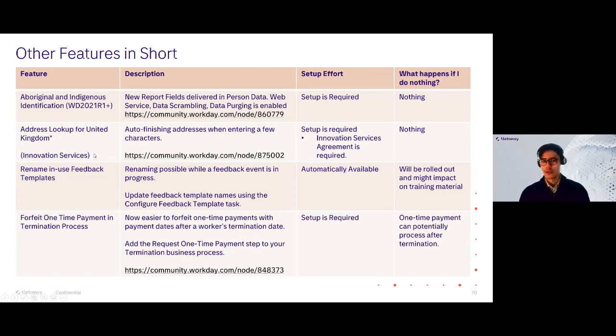Address lookup for UK is added. This is part of the Innovation Service Agreement, where when writing an address, it will auto finish the address when entering just a few characters. I will get back to this later on, but this is also part of the roadmap ahead.